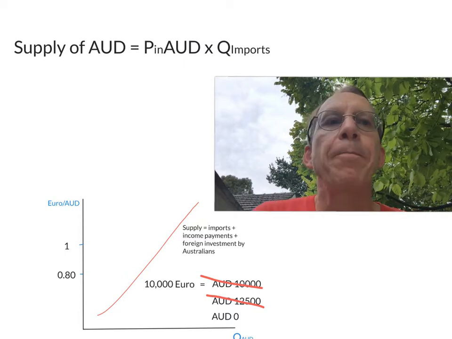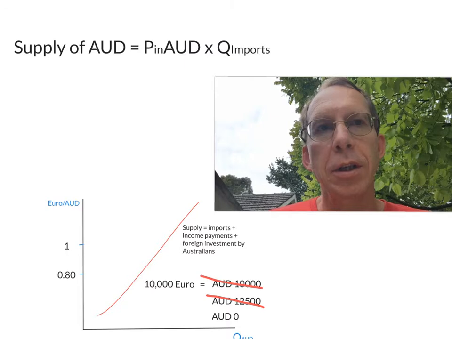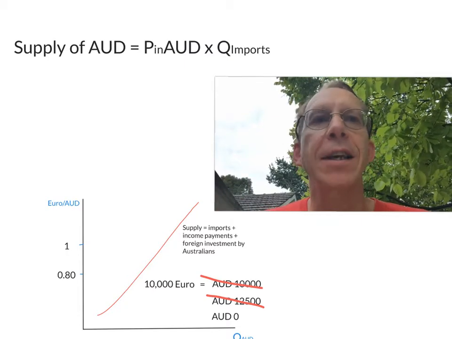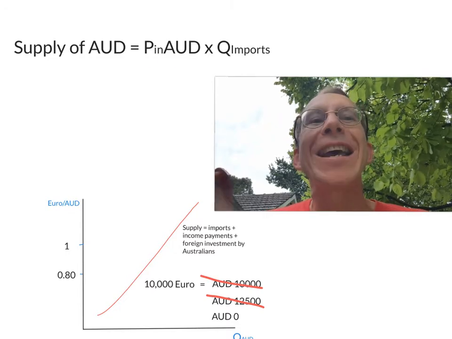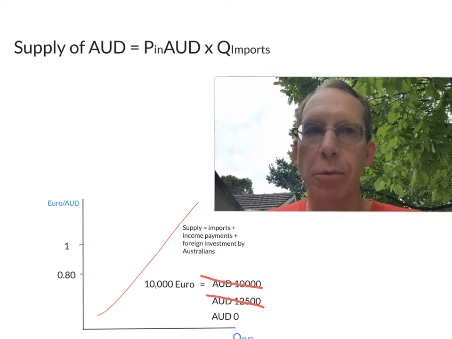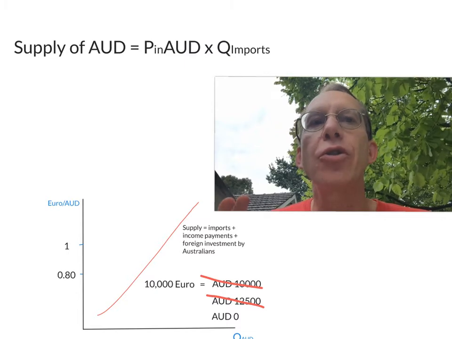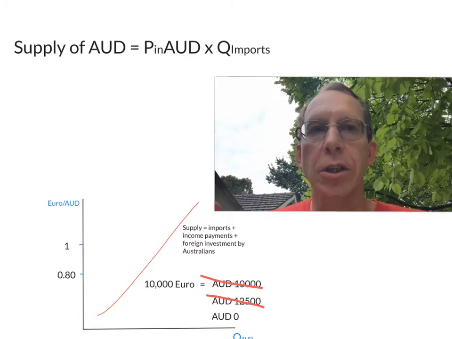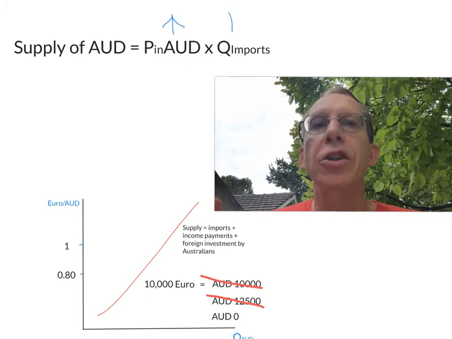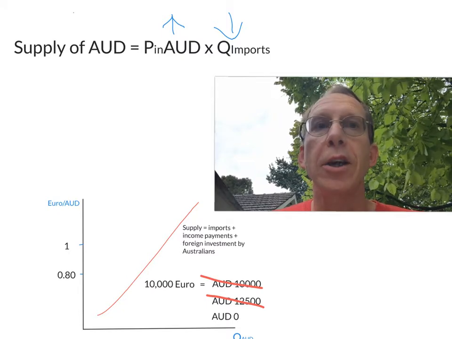The problem here is that the supply of Australian dollars for imports depends on two things. It depends on the price of the import, in this case a car, the price of the import in Australian dollars, and it also depends on the quantity of the imports. But as we've seen, when there's a change in the exchange rate, these two things go in opposite directions. So it's possible that the supply of Australian dollars could either increase as the exchange rate goes up, or it could decrease.